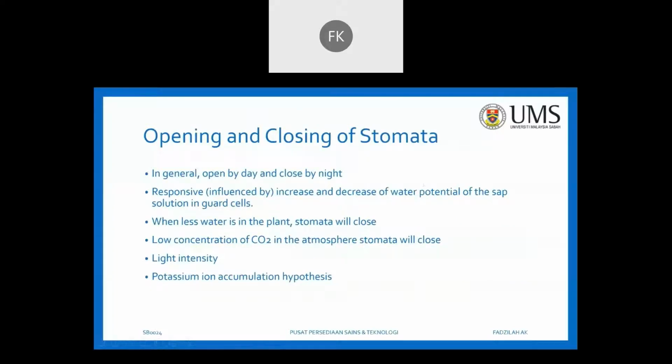Opening and closing of stomata. In general, stomata open by day and closed by night, because of photosynthesis. This one is for normal plants. But certain plants have another mechanism.